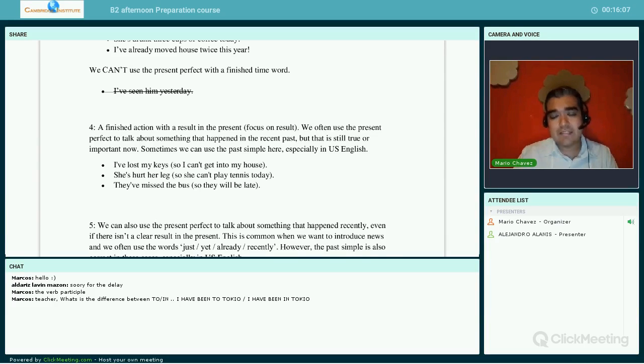When you talk about "in," it's a preposition of location, right? So usually we don't use "in," we use "to" when we talk about trips or travels, right? For example, I've traveled to Tokyo twice this year. I've been to Tokyo twice this month. You usually don't say "in Tokyo," right?